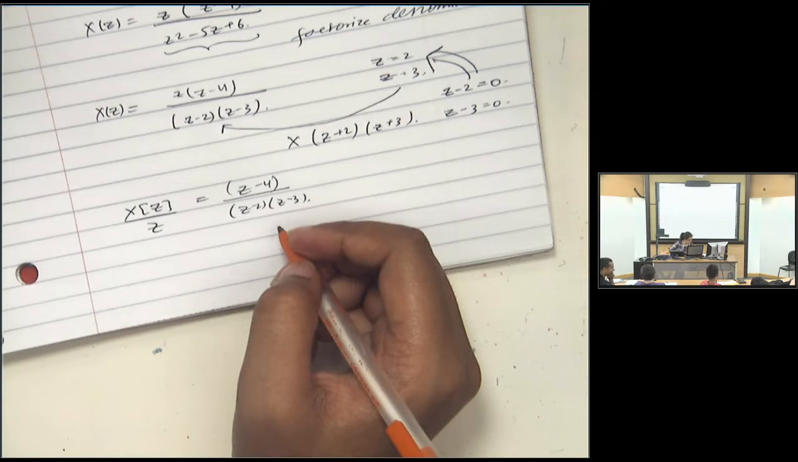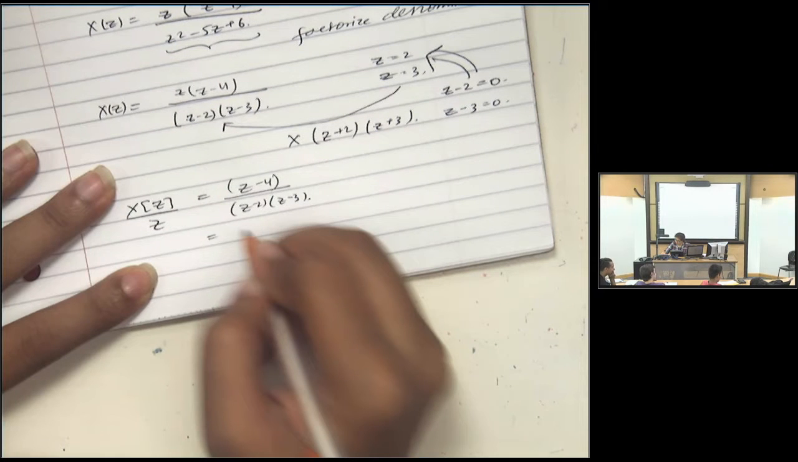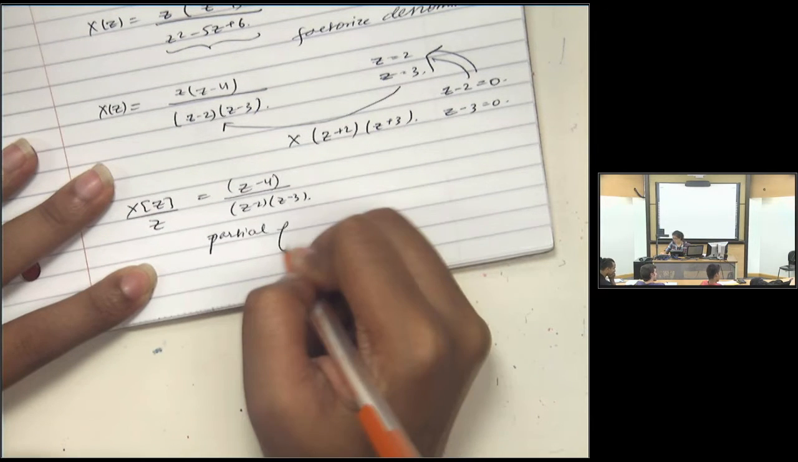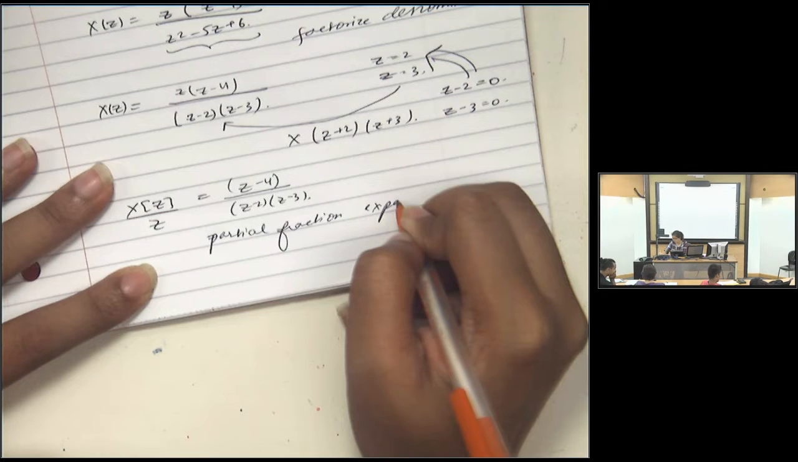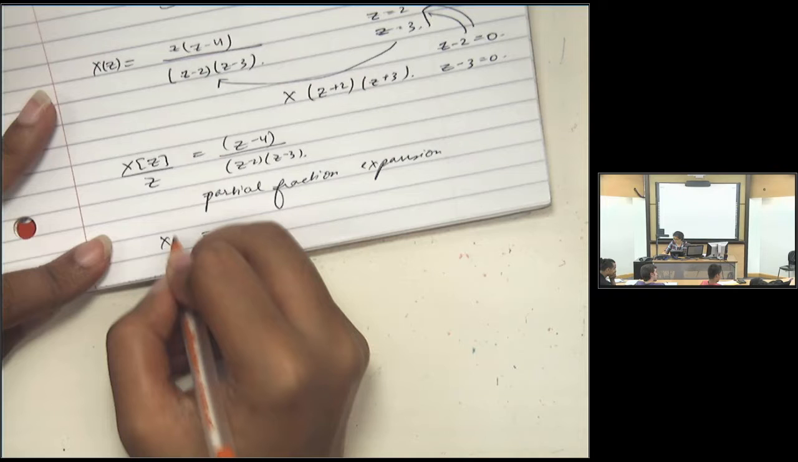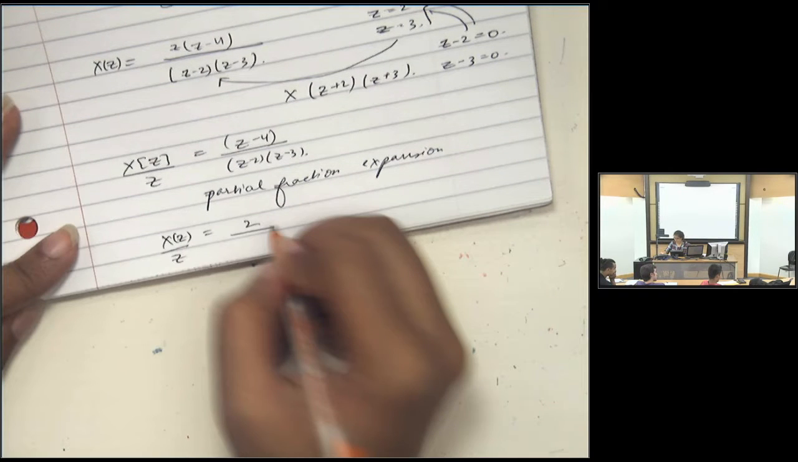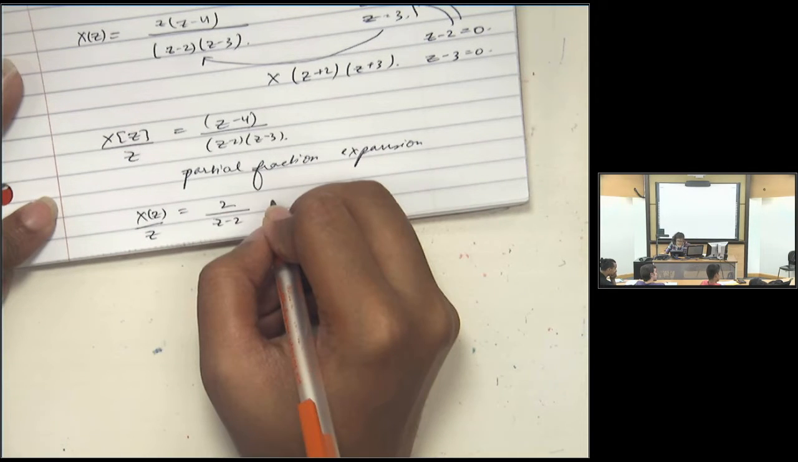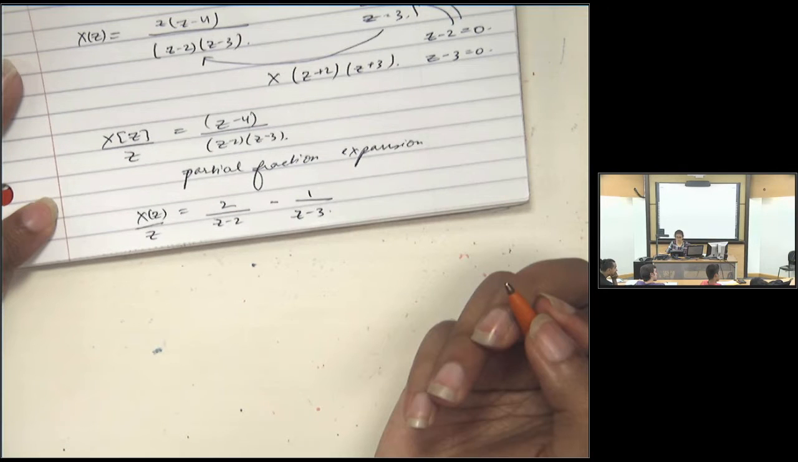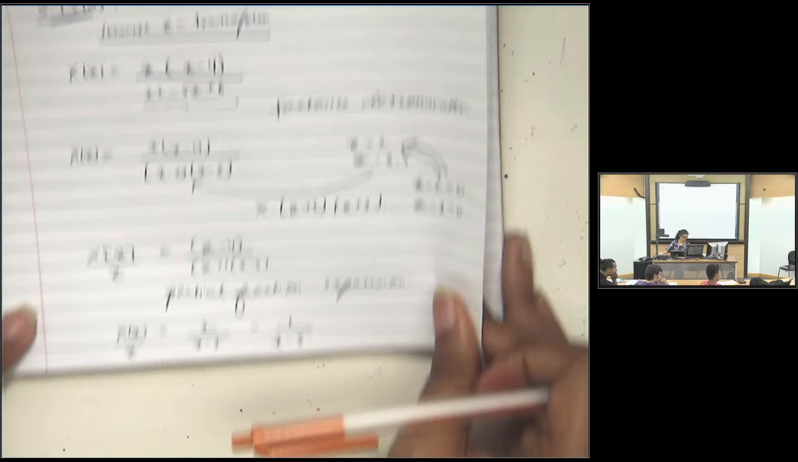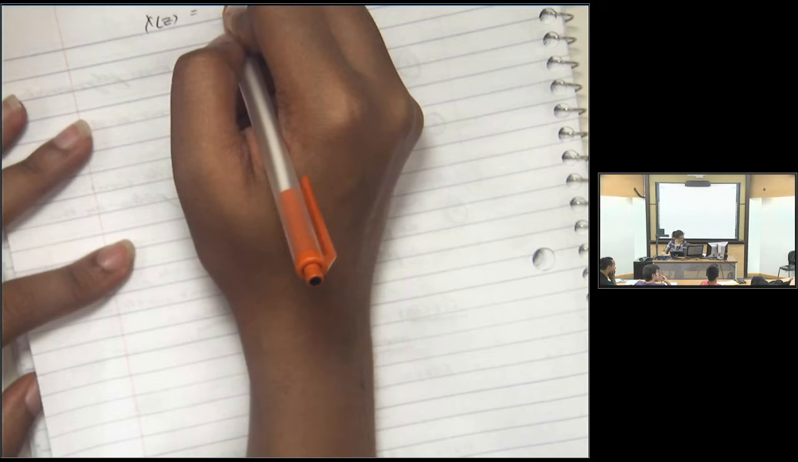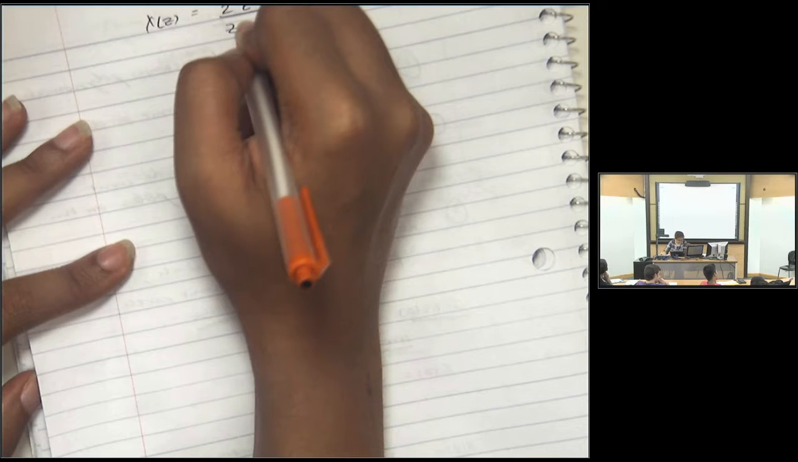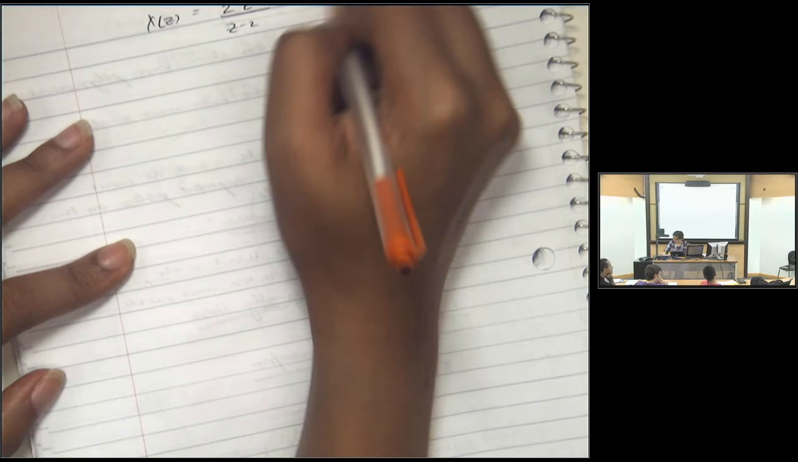So then we go forward with partial fraction expansion, and you will get X of Z over Z equals 2 over Z minus 2 minus 1 over Z minus 3. And then what's the next step? Put the Z back. So we'll have 2Z over Z minus 2 minus Z over Z minus 3.